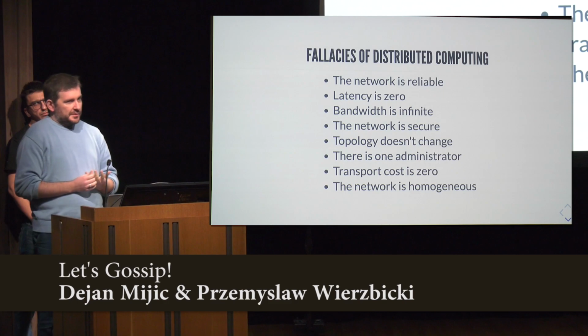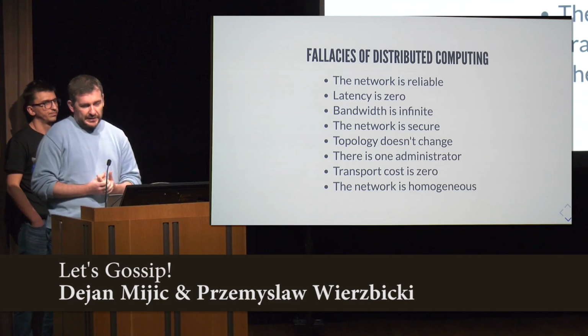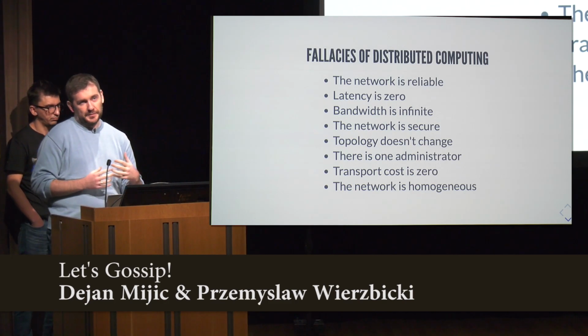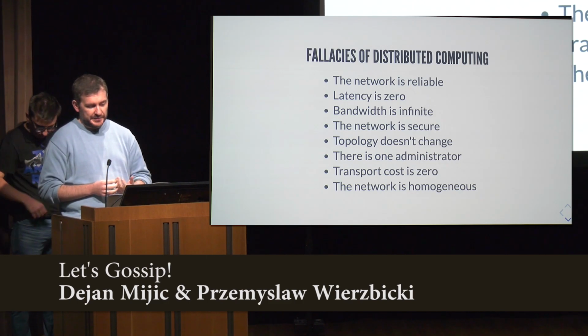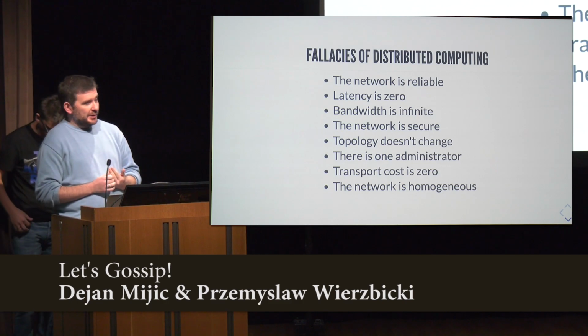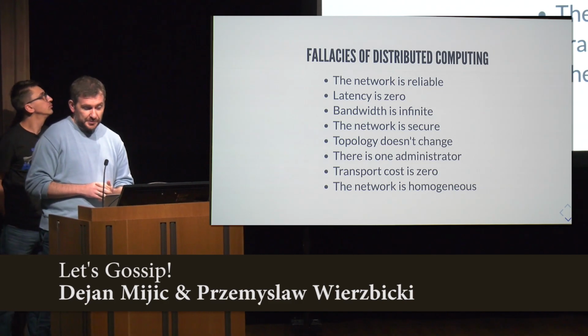Some years ago, during the 90s, Peter Deutsch and James Gosling came up with a list of mistakes made during design and implementation of distributed systems. This list is commonly known as the 8 fallacies of distributed computing.